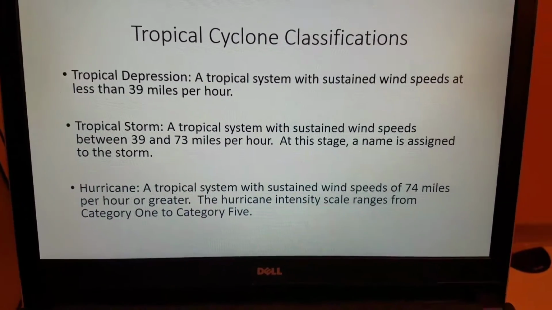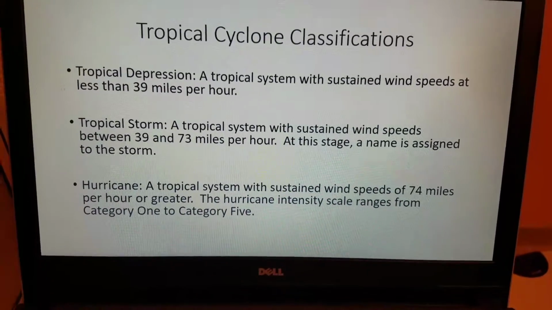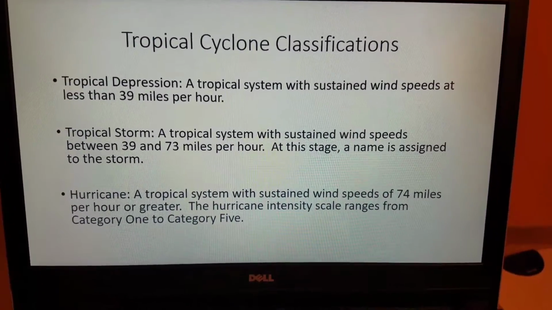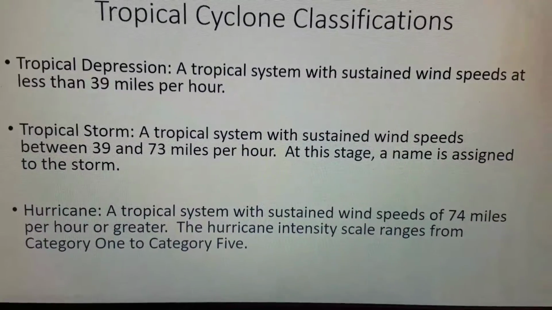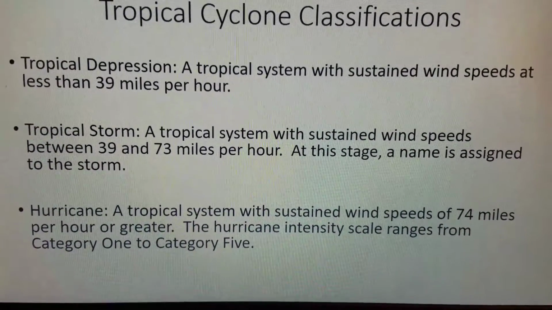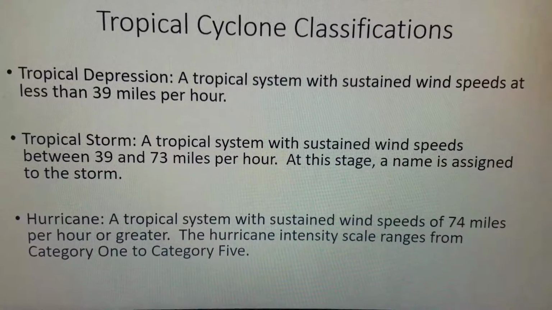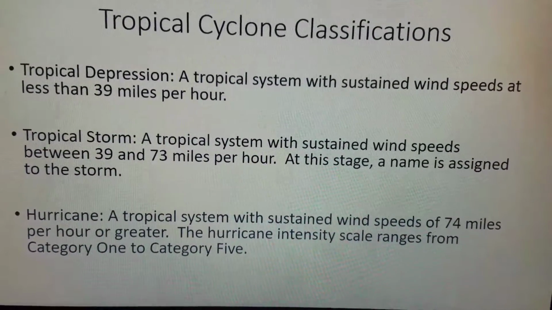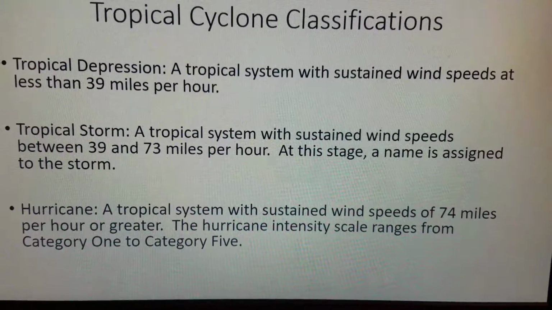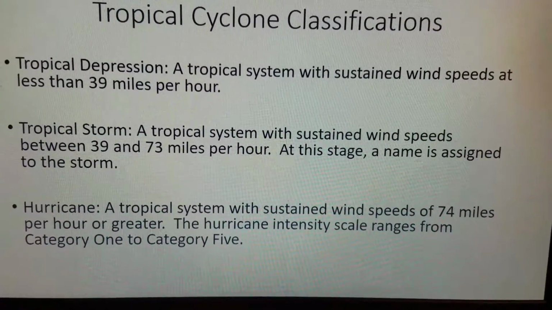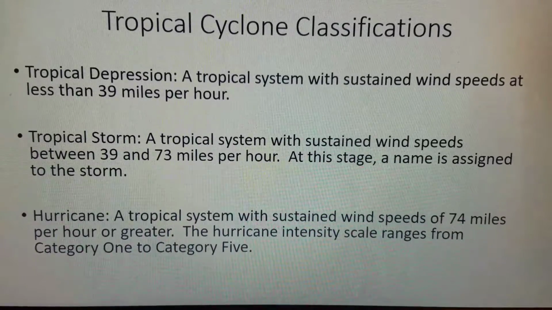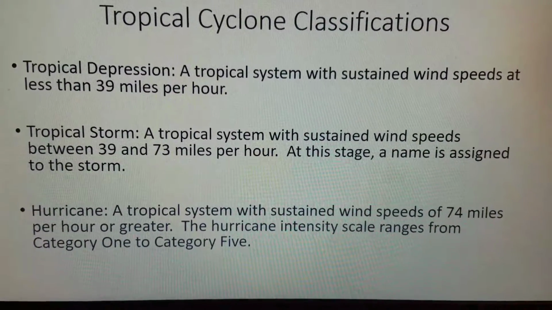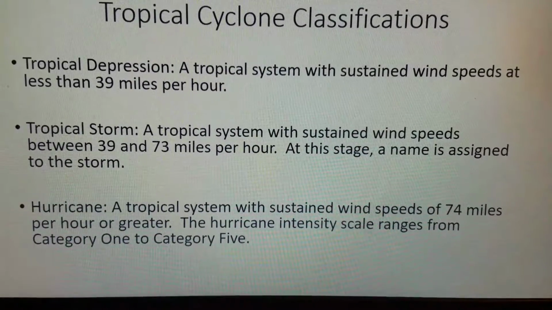So let's look at the tropical cyclone classifications, just the definitions briefly. A tropical depression is a tropical system with sustained wind speeds basically at less than 39 miles per hour. A tropical storm is a tropical system with sustained wind speeds now between 39 and 73 miles per hour. And at this stage, a name is assigned to the storm when we reach tropical storm classification. And then a hurricane is a tropical system with sustained wind speeds of 74 miles per hour or greater.